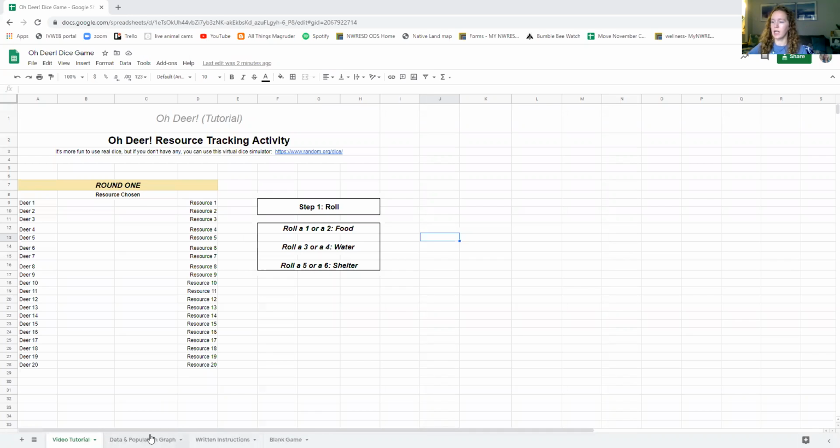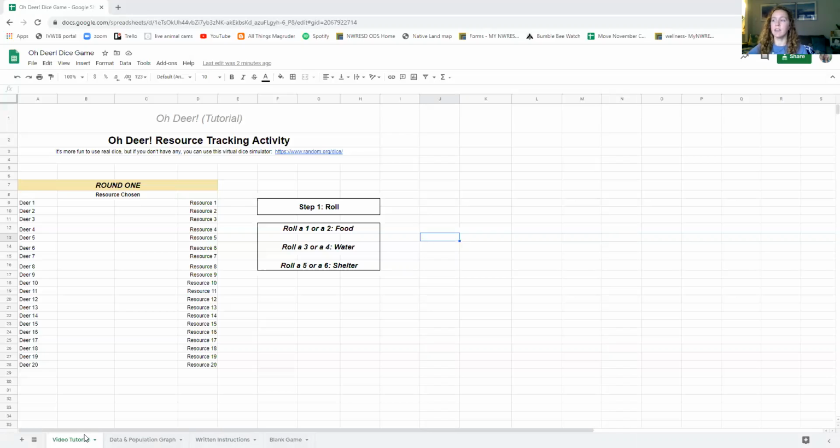Down here, a couple other tabs. The written instructions are basically the tutorial I'm giving you right now, but maybe a good thing to watch afterwards if you're more of a visual learner and you like to read what you're doing versus hear it. We have a blank game, so you can start your very own game. And then we also have the data and population graph, which I'll get to.